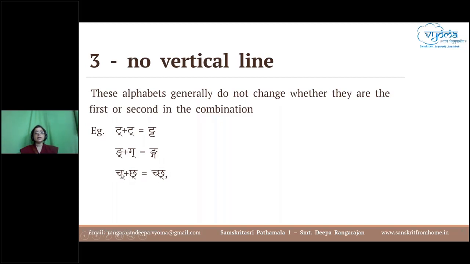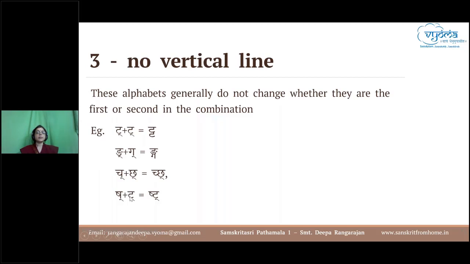Here, the first one has a vertical line and it is the first in the set of consonants. So the vertical line is suppressed. But the second one belongs to the third category where there is no vertical line. It does not undergo any change in shape. It is written as such.